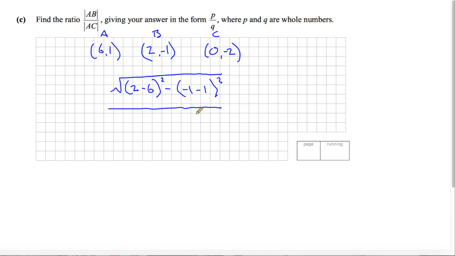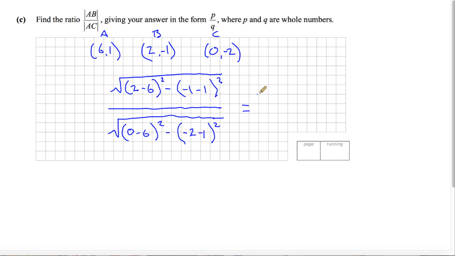It's all going to be over the square root of, again using the same formula. This time it's going to be for AC. So this time I'll leave A as x1, y1, and I'll call this C this time x2, y2. So we're going to have 0 minus 6, and then minus 2, minus 1.